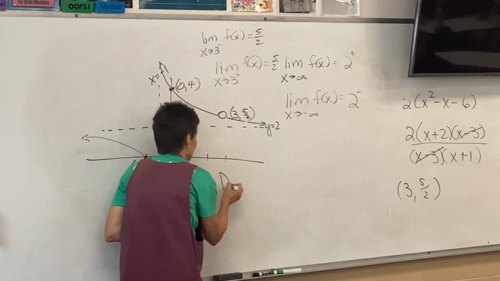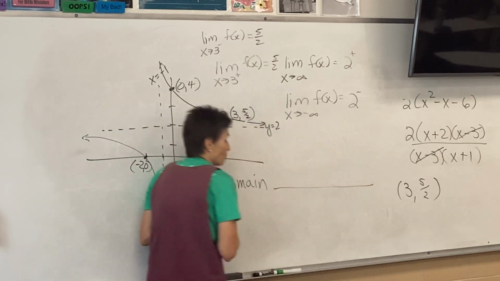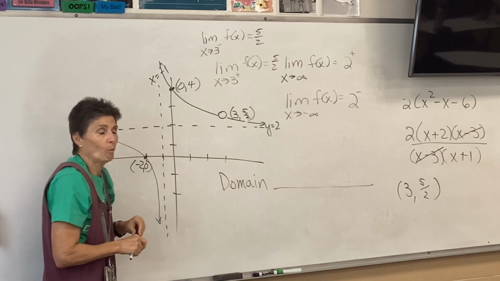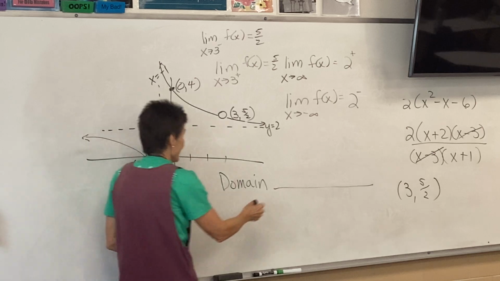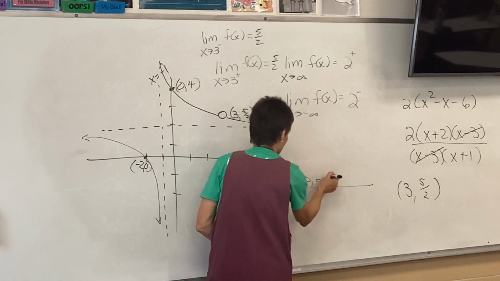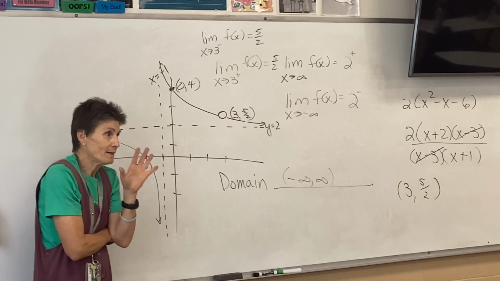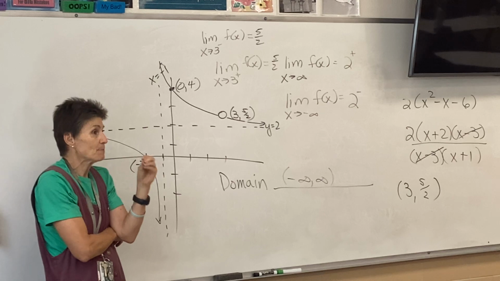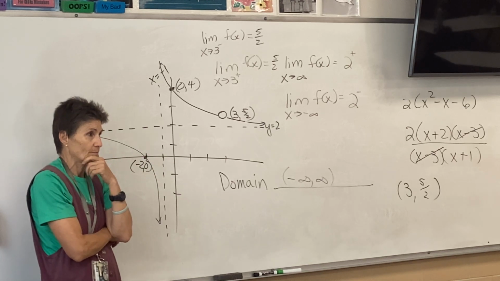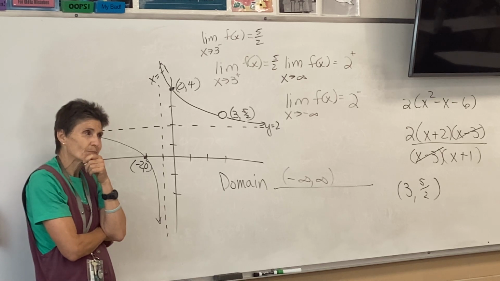What is the domain? If I ask you to fill in the blank, what is the domain? What would you say to me? Daniel? Negative infinity to positive infinity. That's our starting point. What that means when he says that is, x can be absolutely anything I want it to be. Is that true? No. Why not? There's a vertical asymptote.